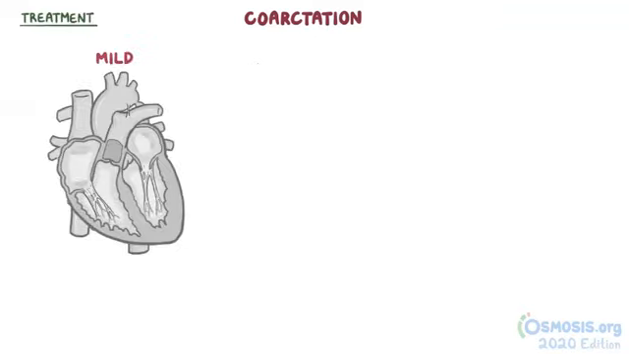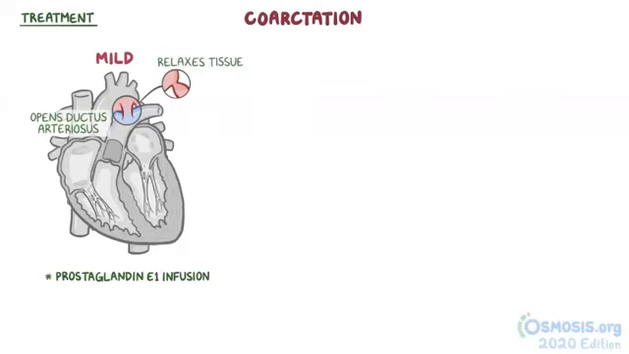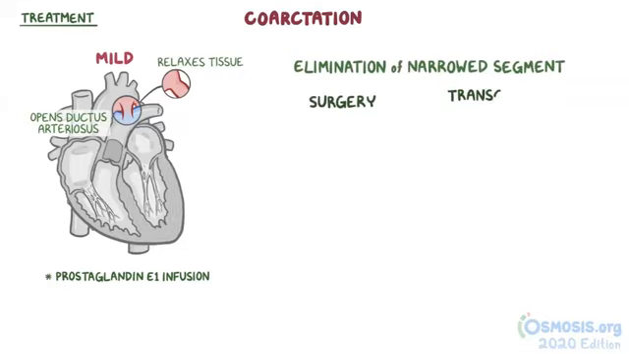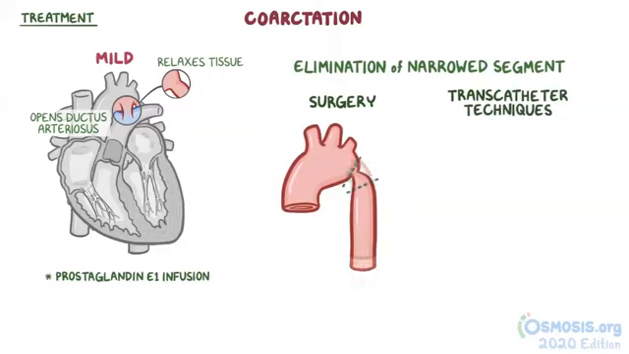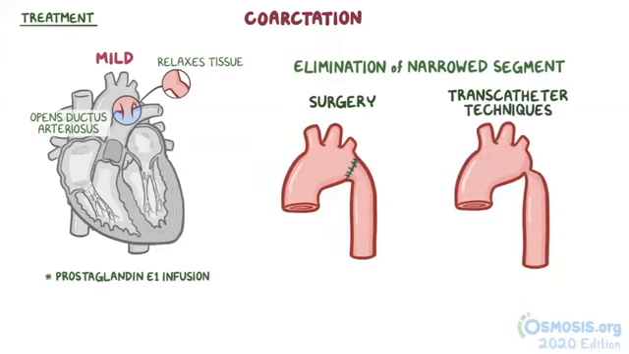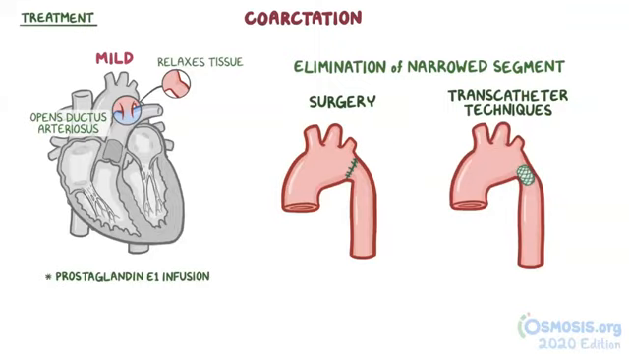Treatment of mild cases is done with prostaglandin E1 infusion, which can open the ductus arteriosus, but also seems to relax the tissue of the coarctation segment. Definitive treatment is elimination of the narrowed segment either through surgery or via transcatheter techniques. Surgery requires removal of the coarctation segment and direct anastomosis of the normal aorta. The transcatheter technique utilizes balloon and stent angioplasty.